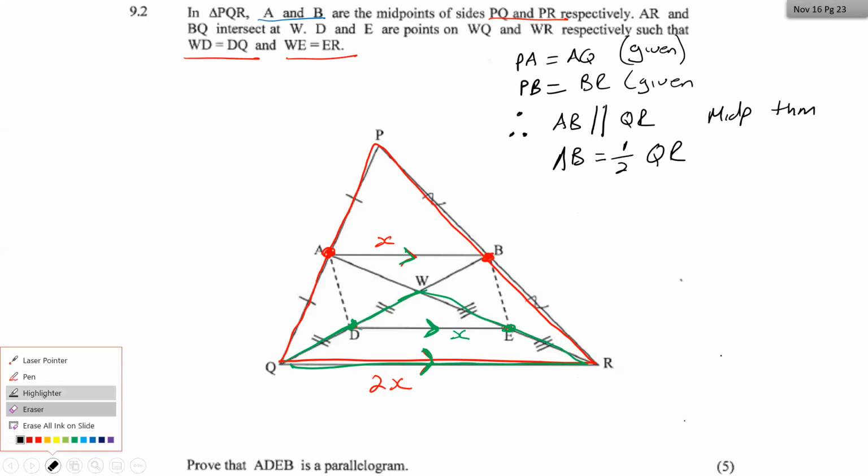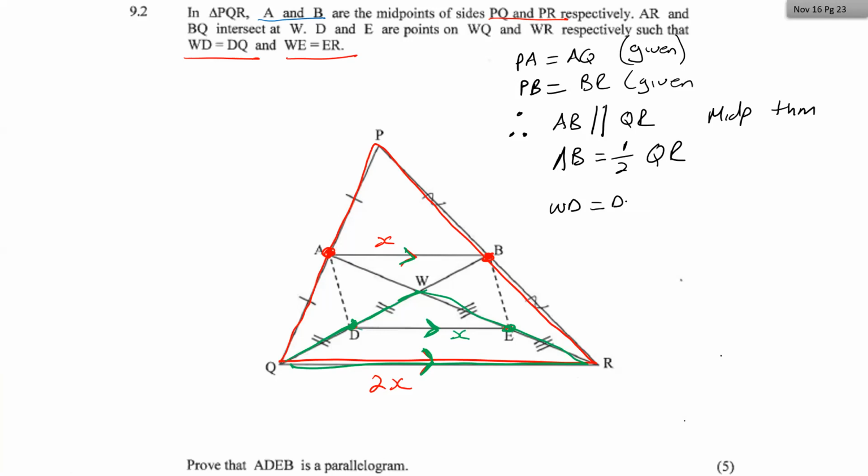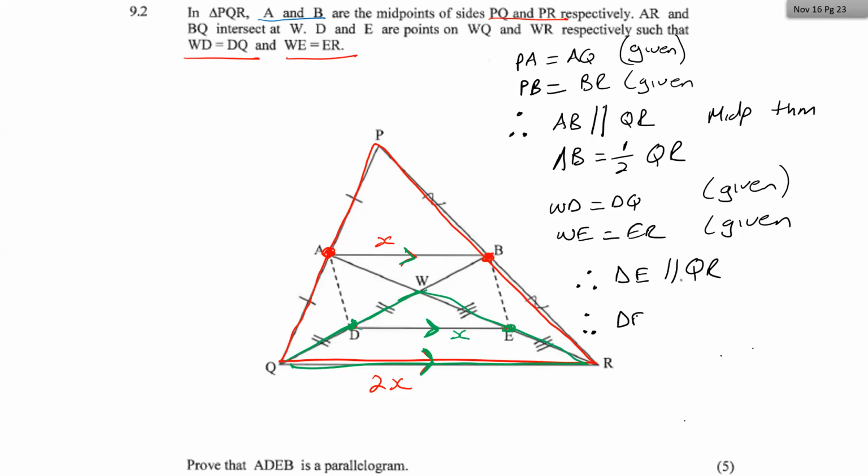Then we look at the other triangle, which is the green triangle. And in the green triangle, we can say that they told us that WD was equal to DQ. They told us that WE was equal to ER. And once again, that was given information. And therefore, we can now conclude that DE is parallel to QR. And we can also conclude that DE is equal to half QR.